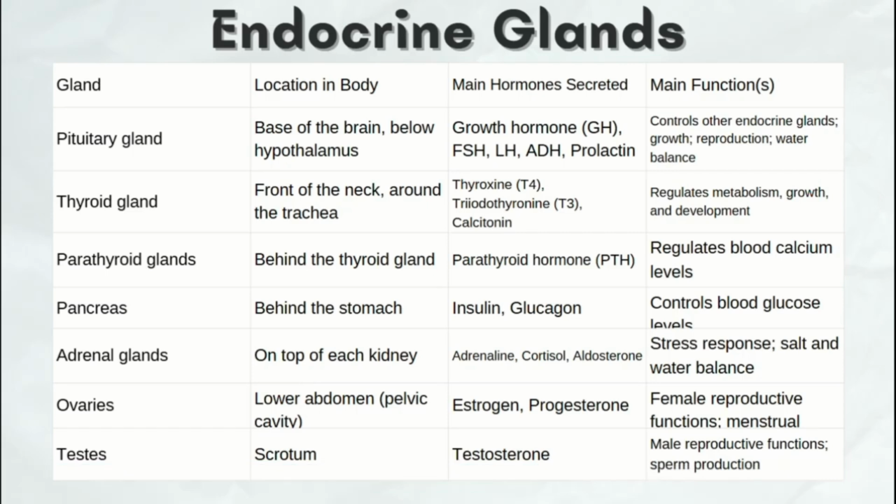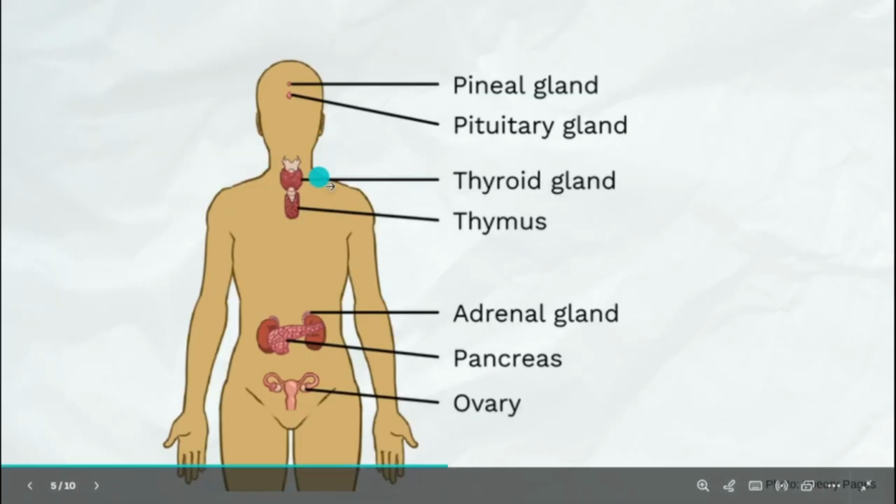So basically, each gland produces a particular hormone to stimulate a particular function. Depending on the gland, a hormone specific to the function of that gland will be secreted. And we know that the pituitary gland is in the brain, the thyroid in the throat, and the parathyroid glands behind the thyroid gland.